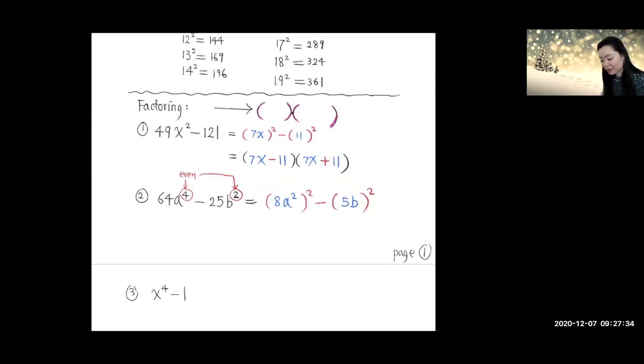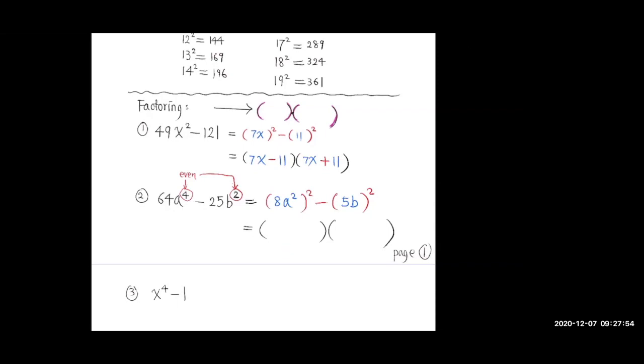Okay. So this one here indeed is a difference of two squares. So we can factor this. So what should I put as the factors? What should I put here and here? Everyone?